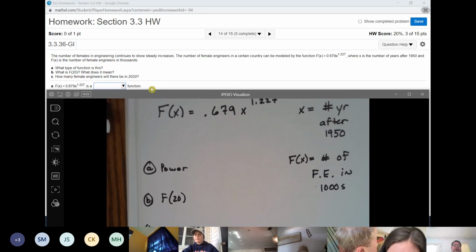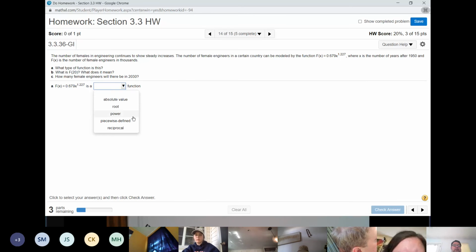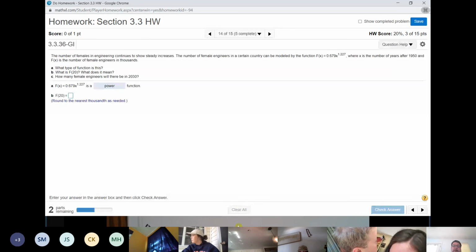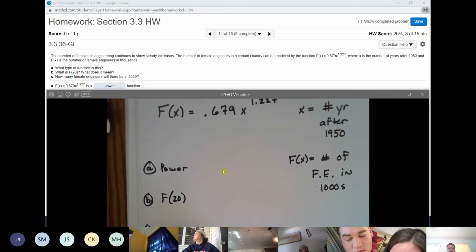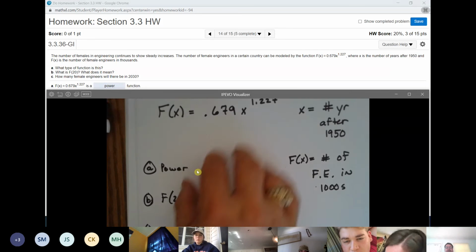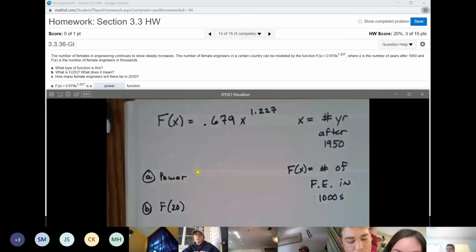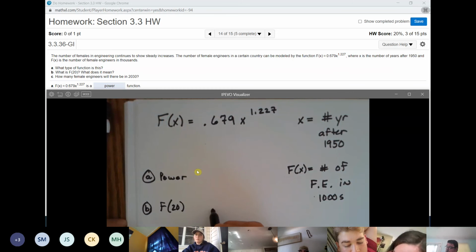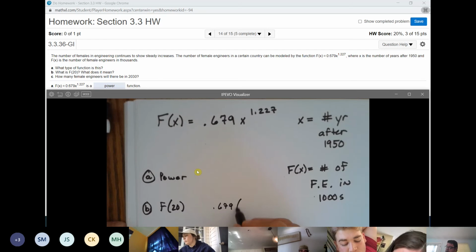This is an exponential power function. F of 20, so I'm going to plug in 20. So that's going to be 0.679 times 20 to the 1.227 power.